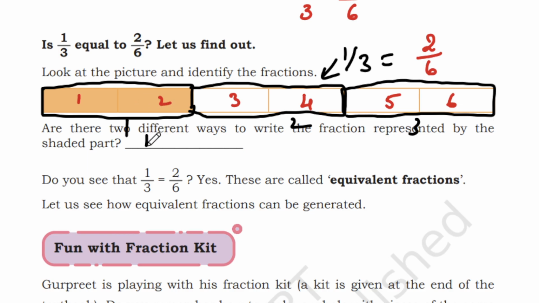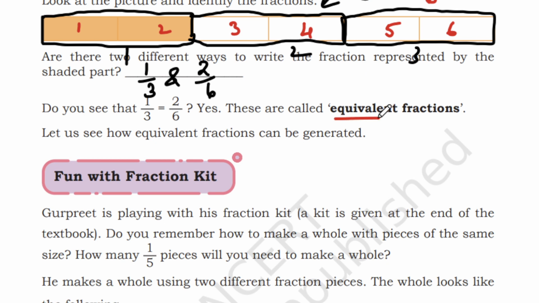So what is the answer? 1 by 3 and 2 divided by 6. Very easy. Okay. So do you see that 1 by 3 is equal to 2 by 6? Yes, we can see. So this type of fraction is called an equivalent fraction. Very, very important, students. This question will come in the exam for 100% sure.